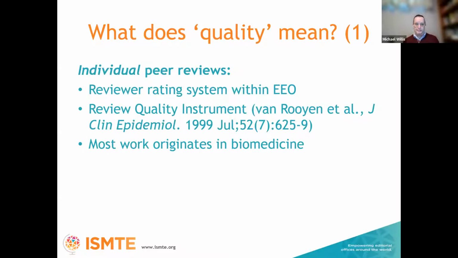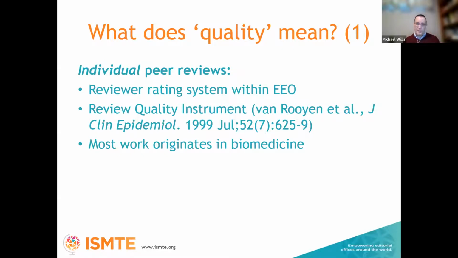Much more methodical and more scientifically robust is the review quality instrument that Van Rooyen and colleagues published back in 1999. It's not been used very widely, admittedly, but it's trying to help editors to assess the quality of reviews, individual reviews on an article. And it does that, as I say, in a fairly scientific way.